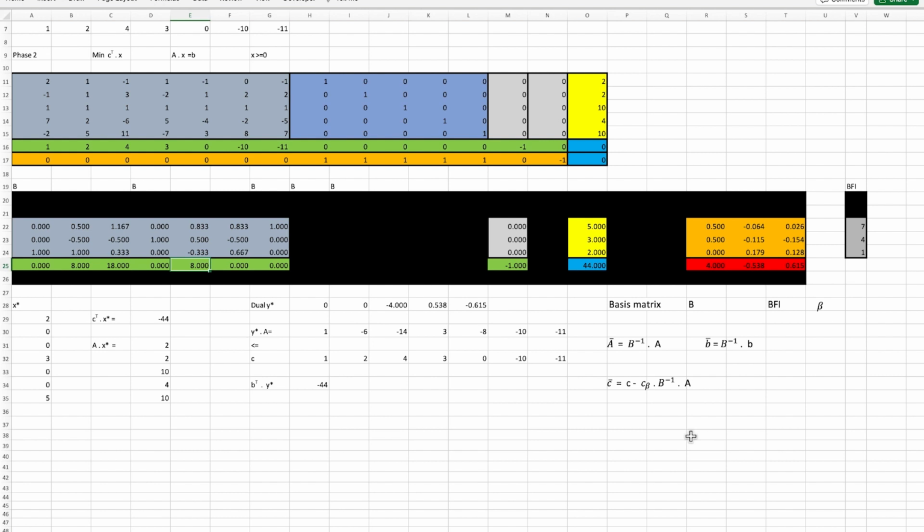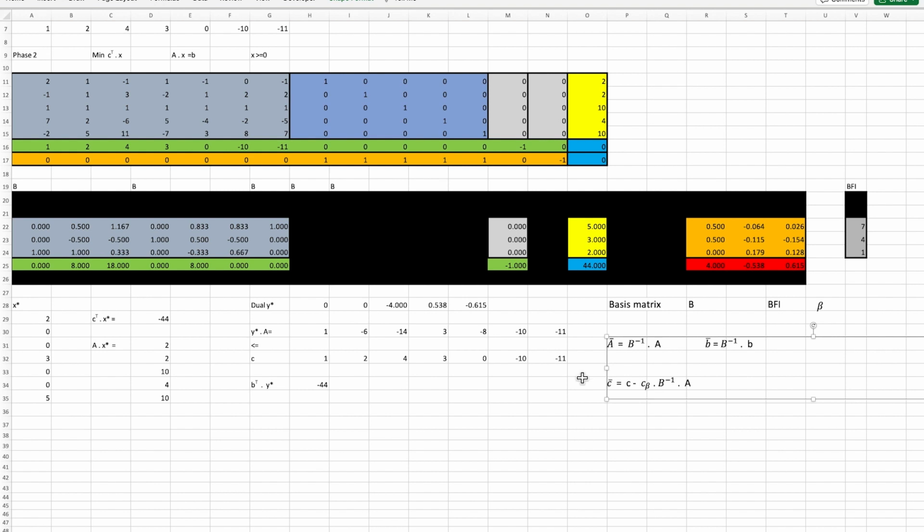When you carry out the computation, first, at the beginning of the iteration, you have to compute what C bar is. Well, C bar is C minus C beta B inverse A. And it so happens that the minus C beta B inverse is this red area. So in addition to knowing B inverse, it's a good idea to keep track of this, the row below the inverse of the basis matrix. Then your C bar is just C plus this vector times the matrix A.